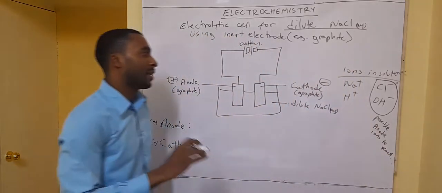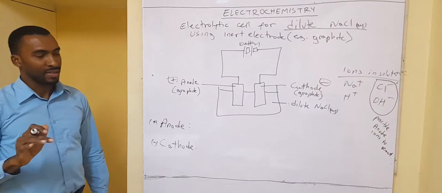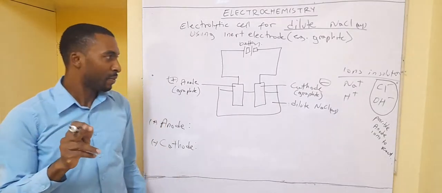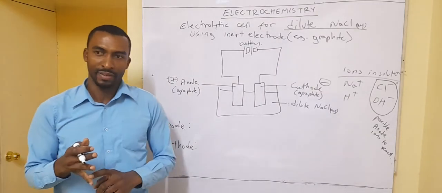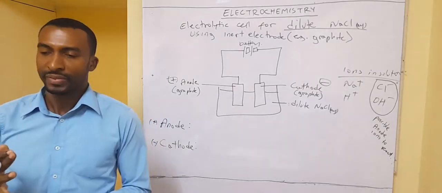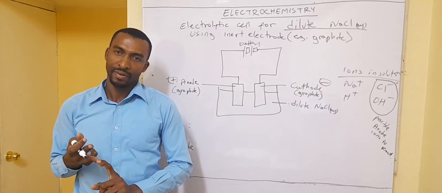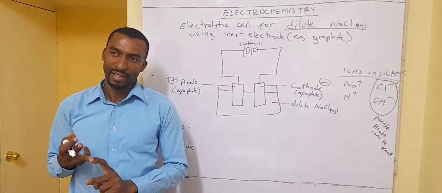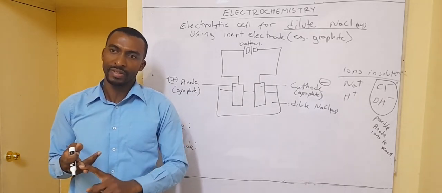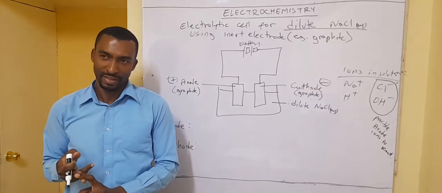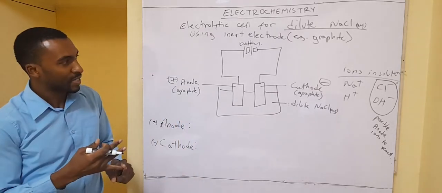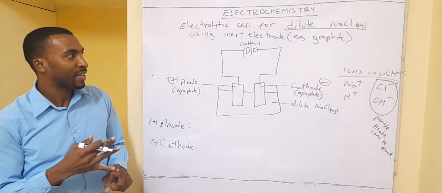I gave you a set of rules, 3 rules to know which ion will discharge at the anode. The first one was whether the electrode is active or inert. The second one was the concentration, if it's a halide. And the third one was the position in the electrochemical series, right? So first question, is the electrode active or inert?